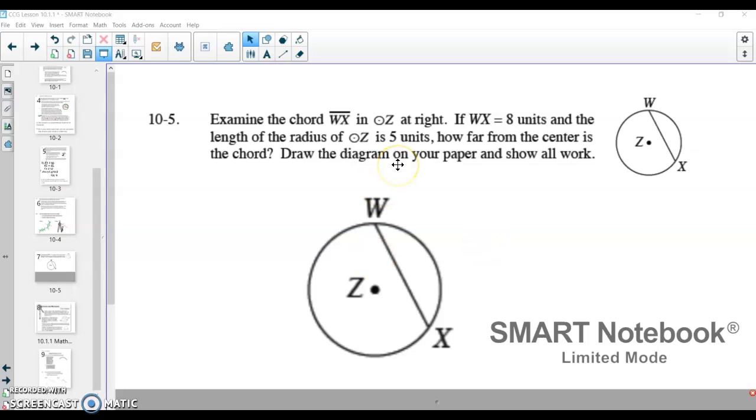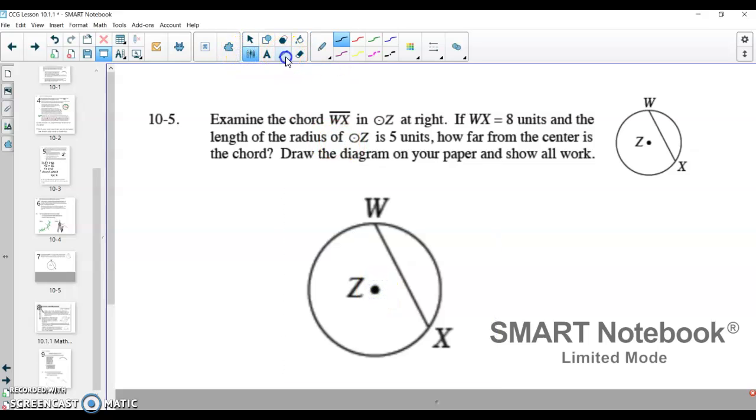All right, here's the last problem of the lesson, probably the most important problem that I want everybody to understand. And that's really just applying the idea of that perpendicular bisector of the chord in figuring out a distance here. If we read the problem, it says that WX has a length of 8 units and that the length of the radius of the circle Z is 5 units. And so then it's asking how far from the center is the chord. And so they're looking for this distance right here.